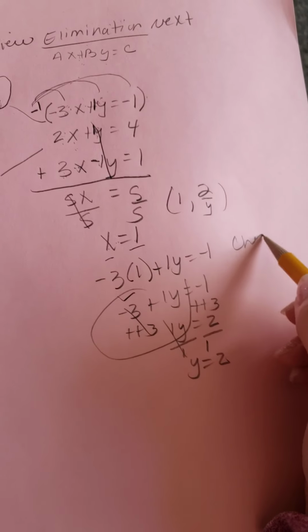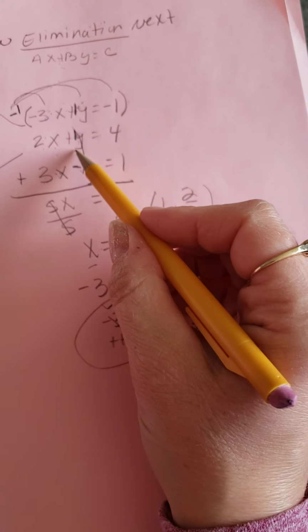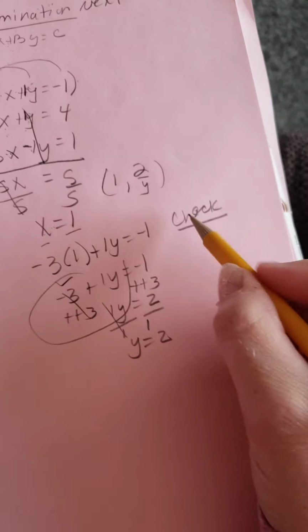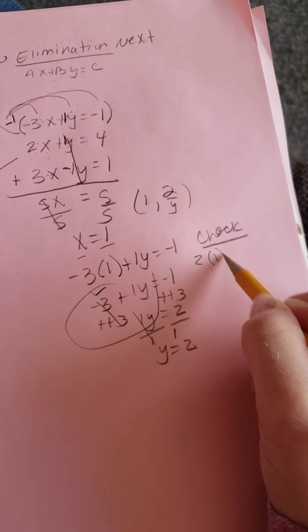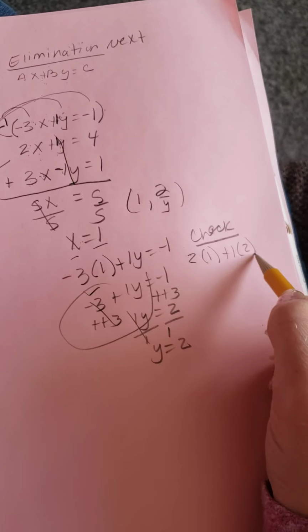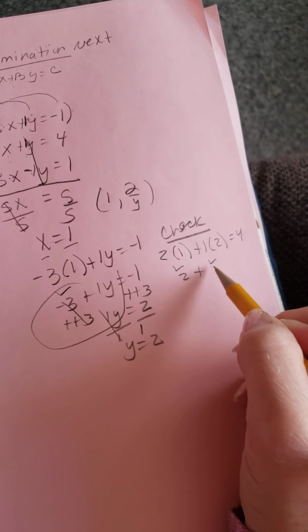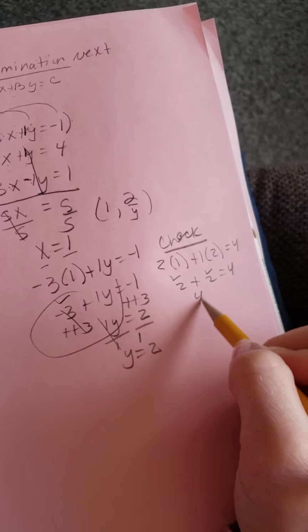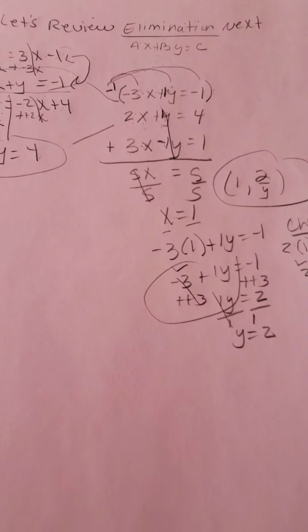And then you should check it, even though we've done the same one several times, by using the second equation, replacing x with 1 and y with 2. So you've got 2 times 1 plus 1 times 2 equals 4. 2 times 1 is 2, 1 times 2 is 2, and 2 plus 2 is 4, so it worked. And so we solved the system through elimination.